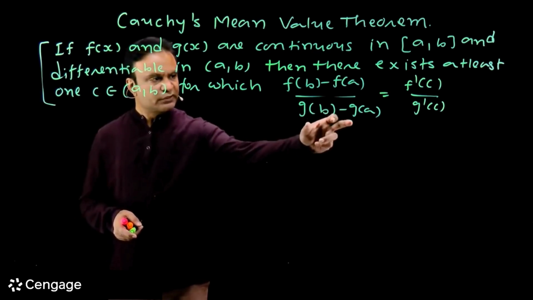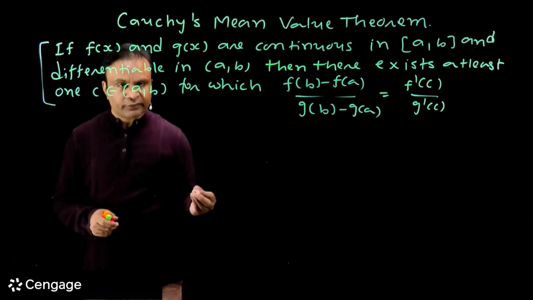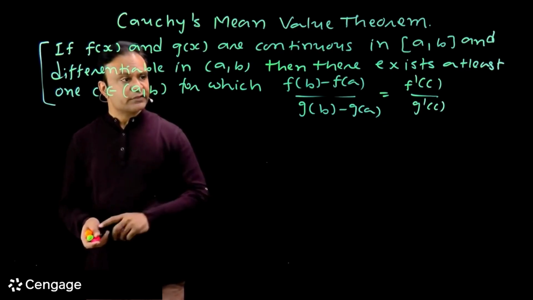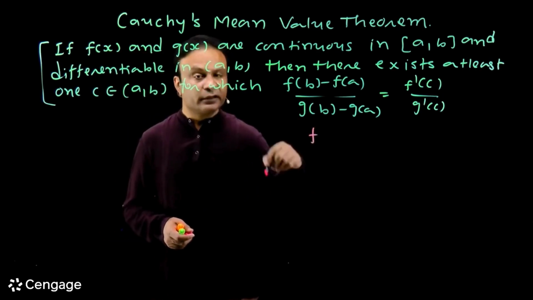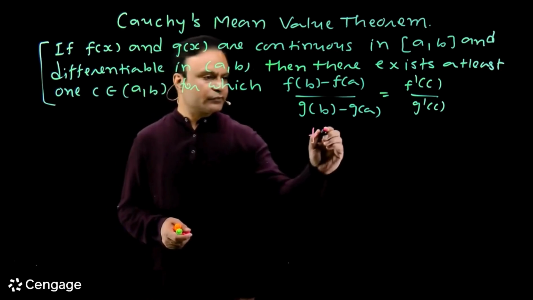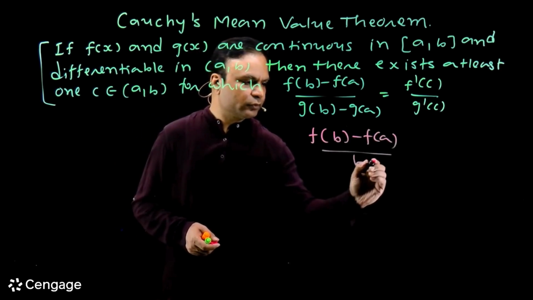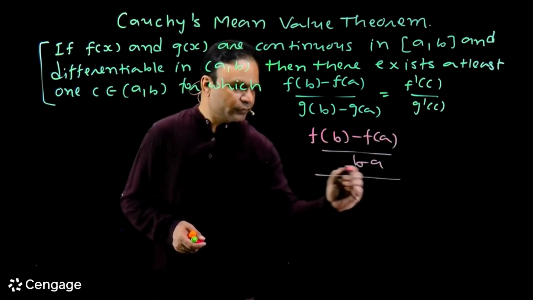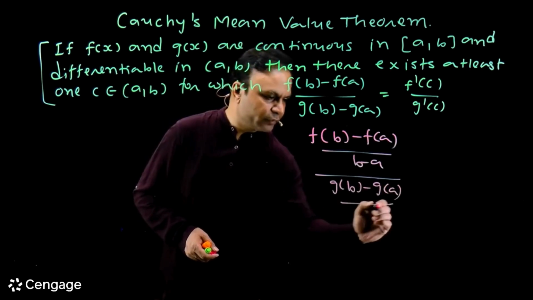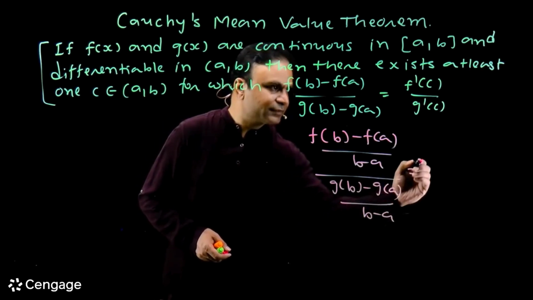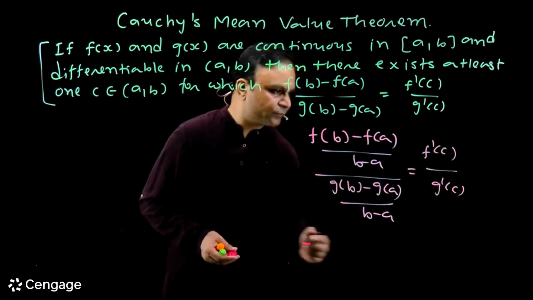Now from this expression, generally students think this is a ratio of LMVT or mean value theorem for functions f(x) and g(x). What they do, they divide numerator and denominator by b minus a. So we have (f(b) minus f(a)) upon (b minus a), upon (g(b) minus g(a)) upon (b minus a), is equal to f dash c upon g dash c.